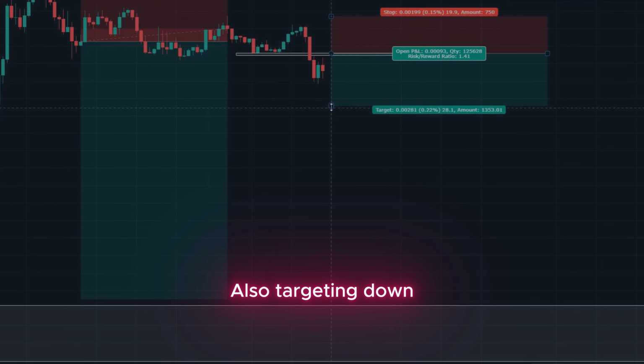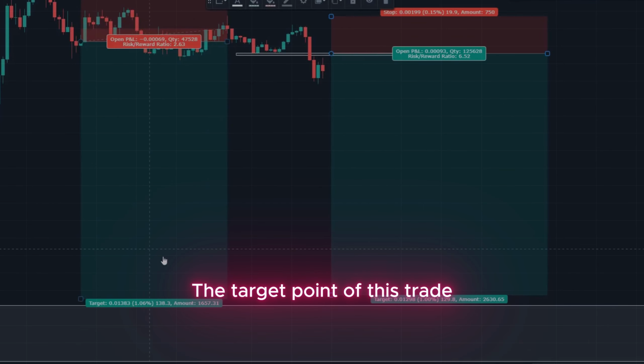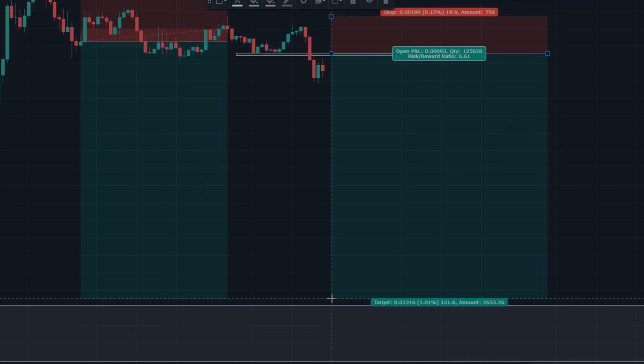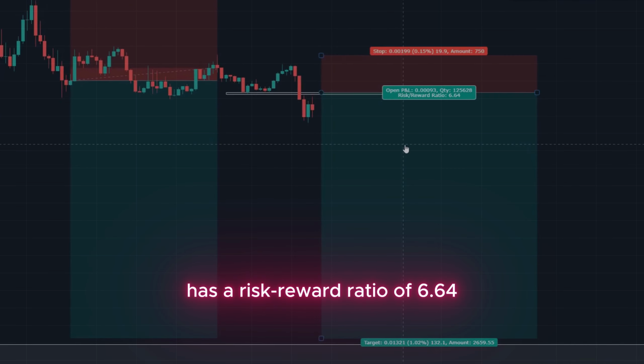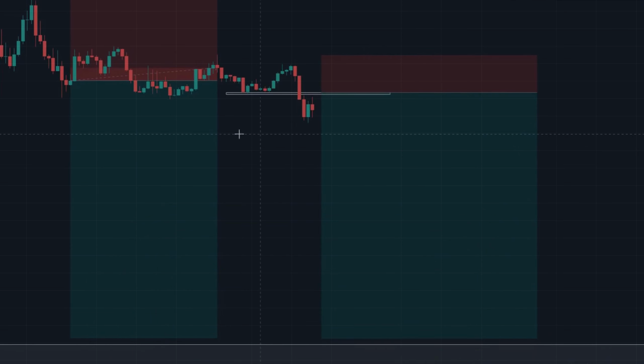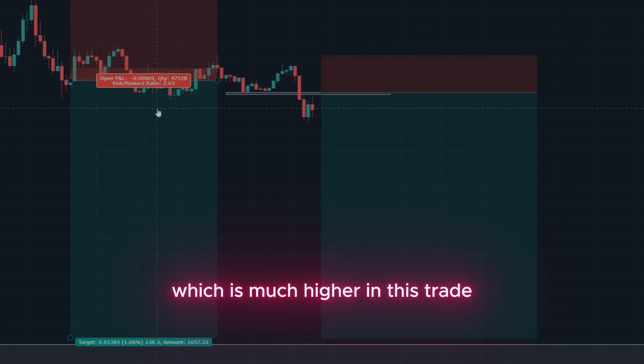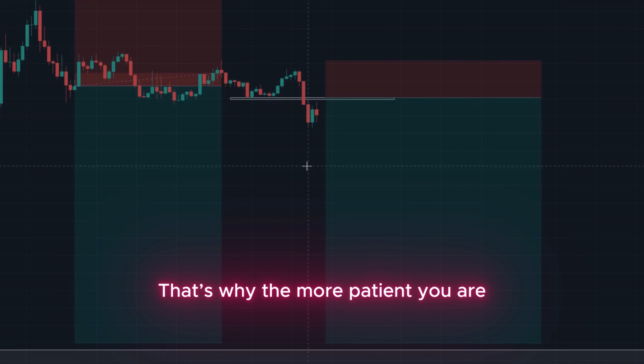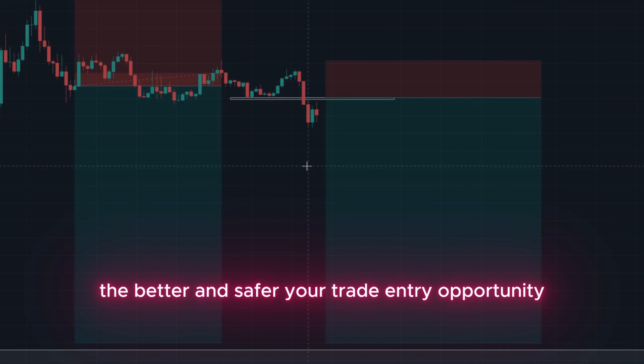Also targeting down. The target point of this trade has a risk-reward ratio of 6.64, which is much higher in this trade. That's why the more patient you are, the better and safer your trade entry opportunity.